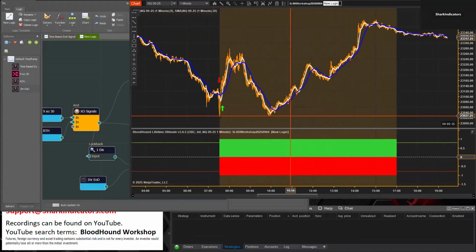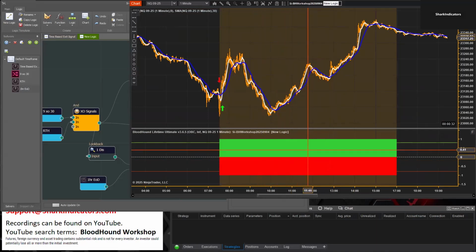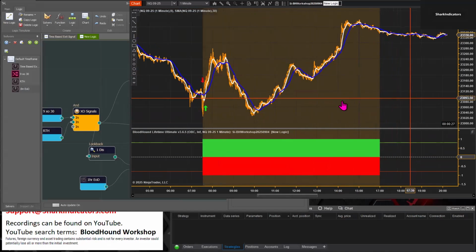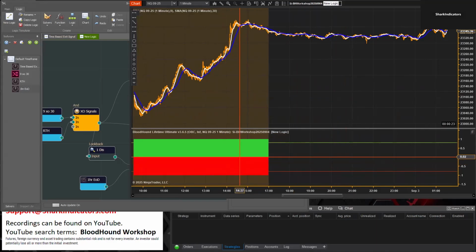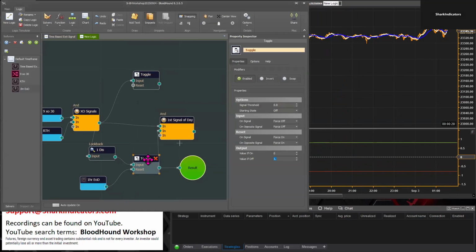So the toggle node has an output because it's currently turned off, but then we have the reset that turns the toggle node back off during the overnight session there. But now the toggle node is off because we just reversed the outputs. So pretty straightforward there.